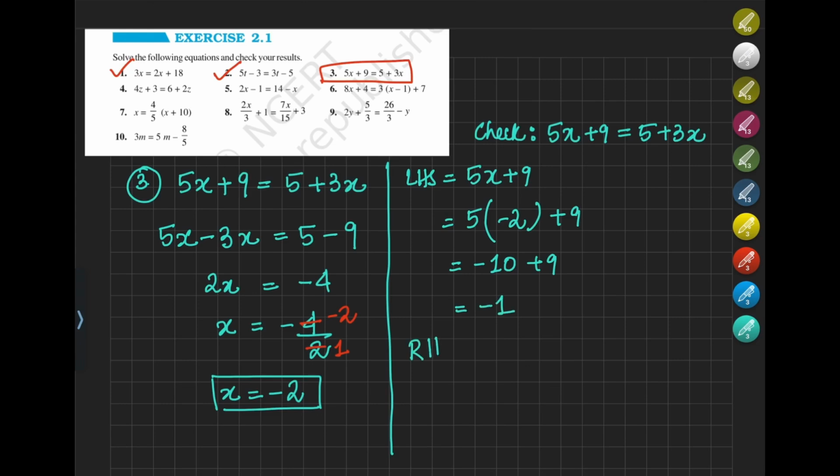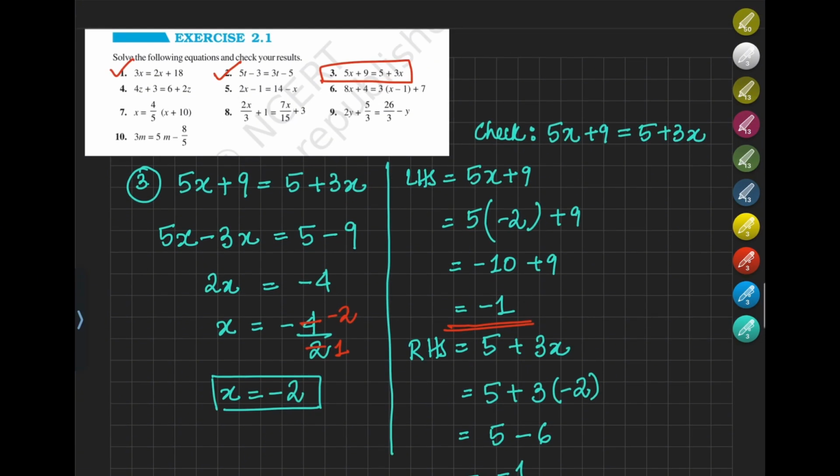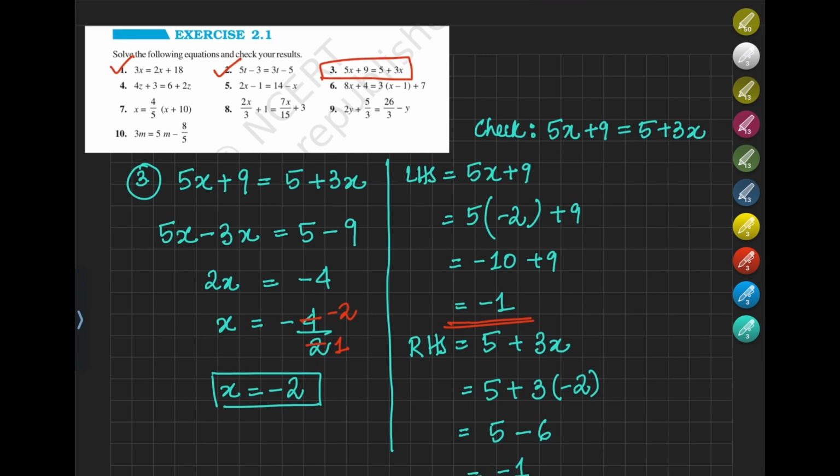And then on the right hand side we have 5 plus 3x. So 5 plus 3 times, in place of x, minus 2. So 5 minus 6, which is also equal to minus 1. We see that the left hand side and the right hand side are equal. Therefore the value that we calculated for x, that is x is equal to minus 2, is correct. Now let's come to question number 4.